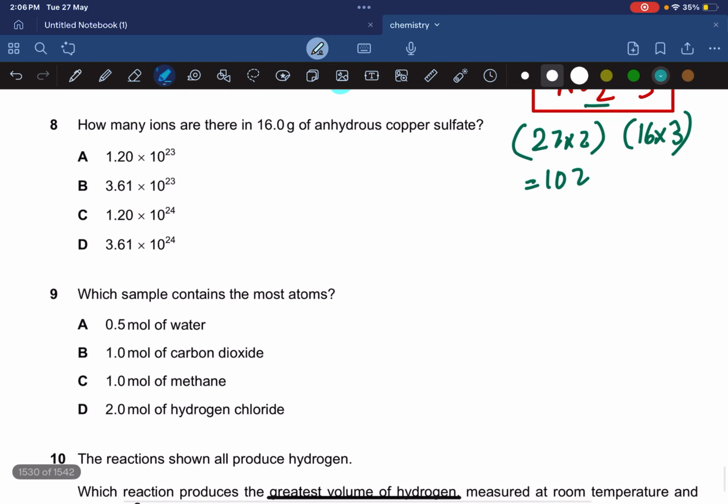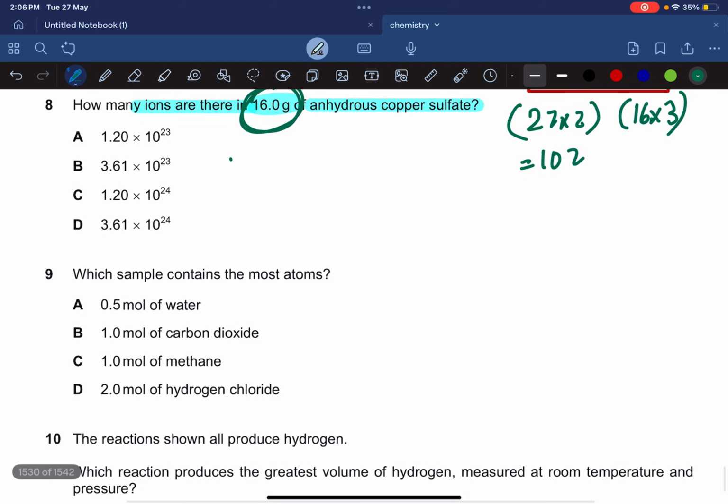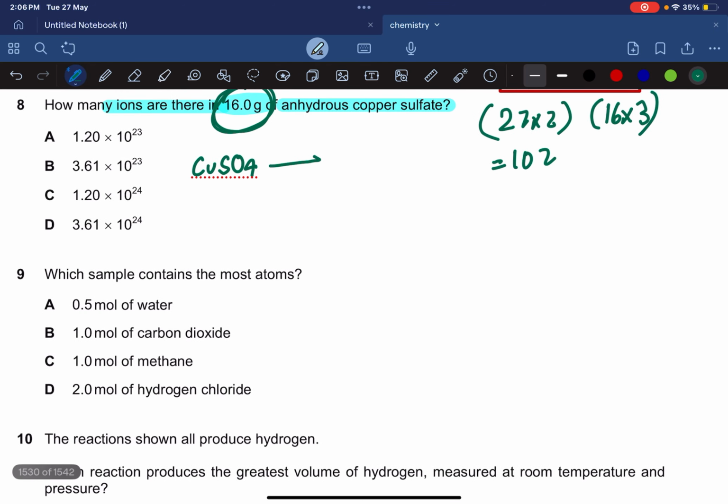Moving on, how many ions are there in 16 grams of anhydrous copper 2 sulfate? Okay, so now they're asking about ions and how many ions are present in this particular mass. One thing you got to realize is, look, how many ions are there? For example, if I have copper sulfate, CuSO4, and if I dissociate this copper sulfate like this, how many ions am I going to have? I'm going to form 1 mole of copper ions and 1 mole of sulfate ions. Okay? That's what you got to know.